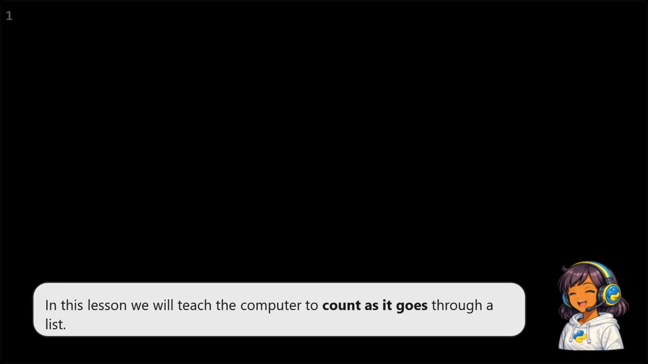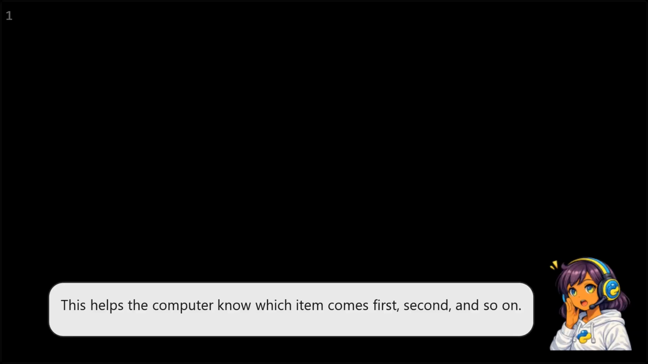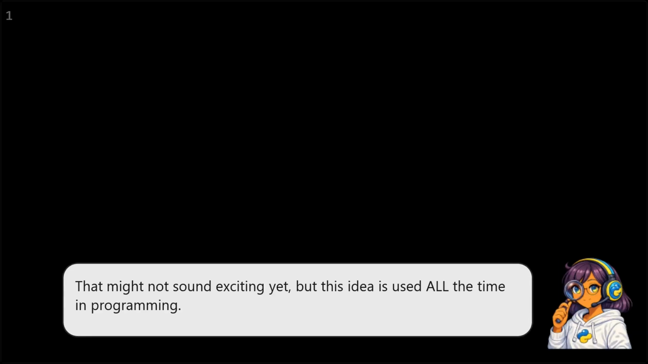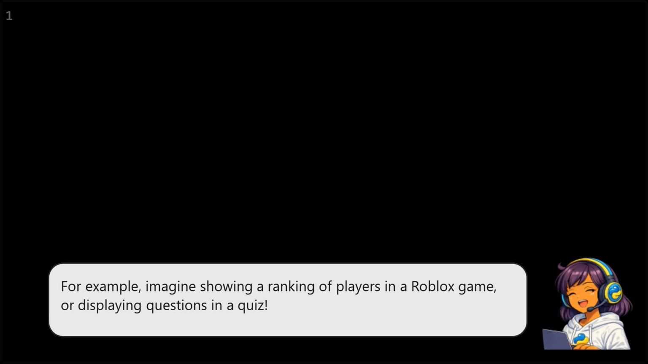In this lesson, we will teach the computer to count as it goes through a list. This helps the computer know which item comes first, second, and so on. That might not sound exciting yet, but this idea is used all the time in programming. For example, imagine showing a ranking of players in a Roblox game or displaying questions in a quiz.